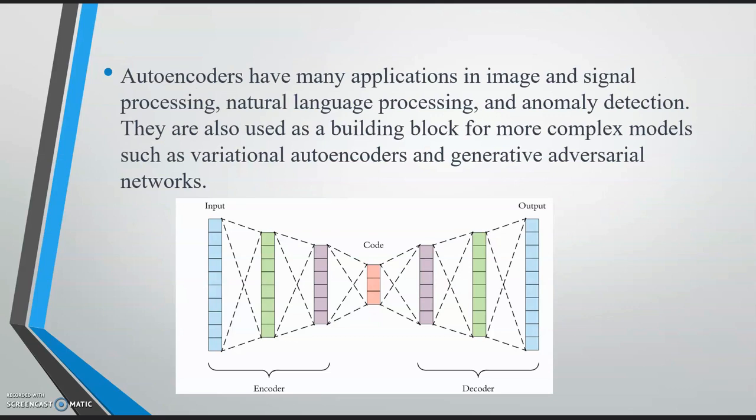Autoencoders have many applications in image and signal processing, natural language processing, and anomaly detection. They are also used as building blocks for more complex models such as variational autoencoders and generative adversarial networks.